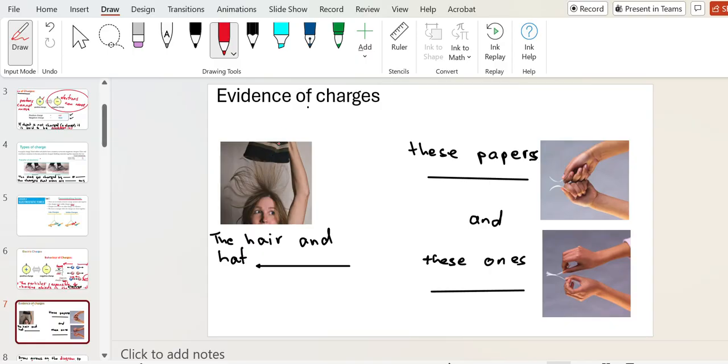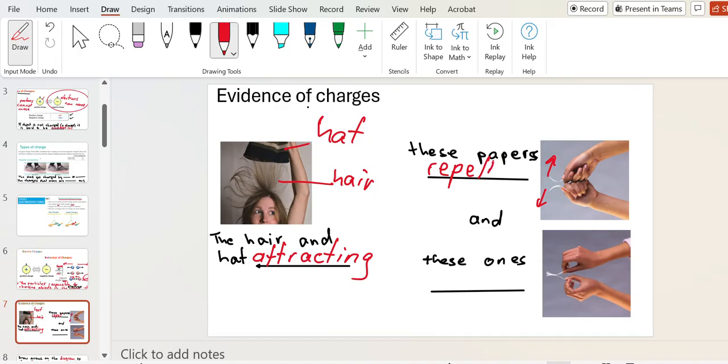Look here. What is happening between the head and the hair of this child? Are they attracting or repelling? The hair and the head are attracting. You can see they are coming together. They are attracting. Check the spelling. Please, you must write these words. These papers, you can see they are pushing away from each other. This one goes up, this one goes down. What are they doing? They repel. These papers are repelling.